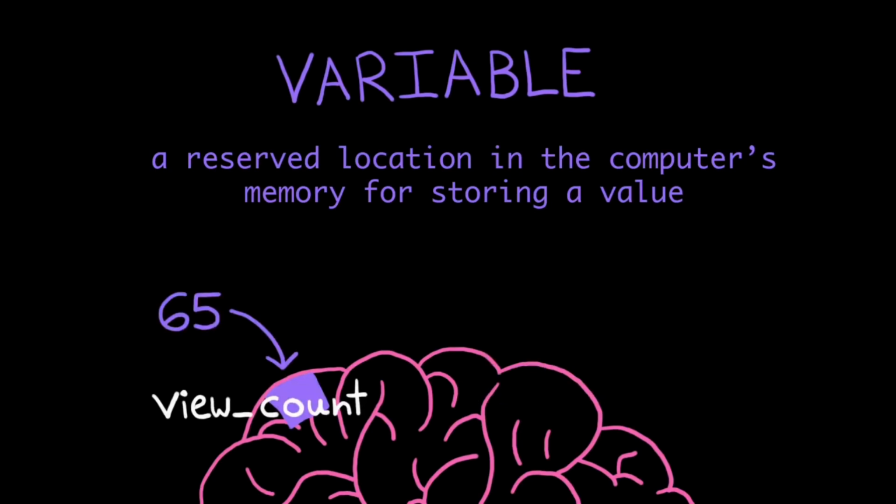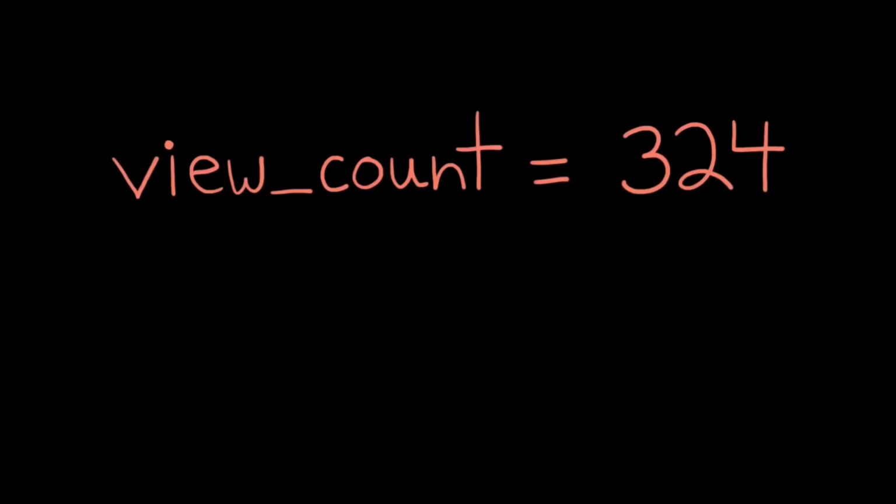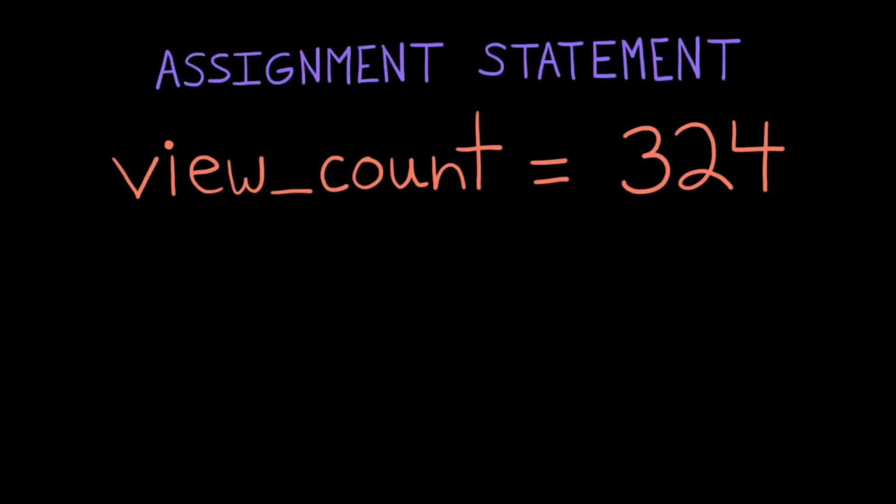Because we have a name, we can ask the computer questions like, what value do you have stored at location viewCount right now? To create a new variable, or update the value stored in an existing variable, we'll use an assignment statement. An assignment statement starts with the name of the variable on the left-hand side, then an equal sign, also called the assignment operator, and on the right-hand side, the value to be stored. We read this statement as, the variable viewCount is assigned the value 324.